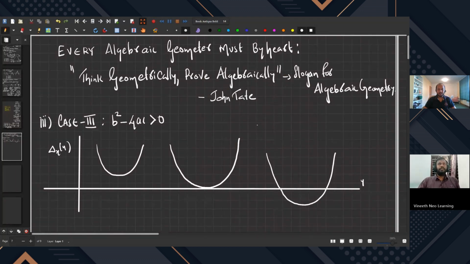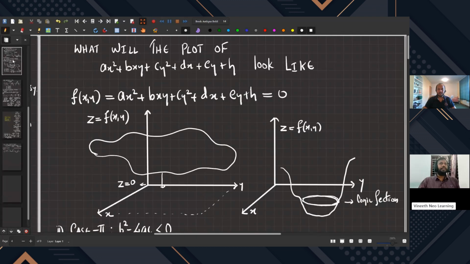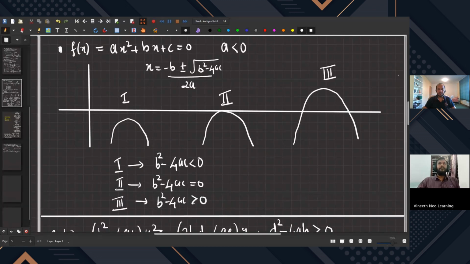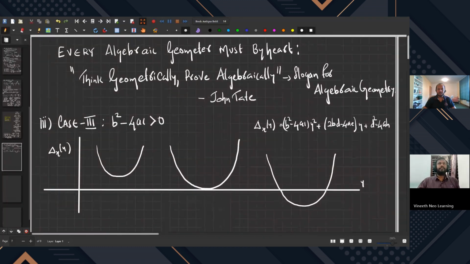Since we know that delta xy is a quadratic polynomial, remember, it is b squared minus 4ac times y squared plus 2bd minus 4ae times y plus d squared minus 4h. Let's confirm: b squared minus 4ac times y squared plus 2bd minus 4ae times y plus d squared minus 4h. The condition is that it should be greater than or equal to 0.